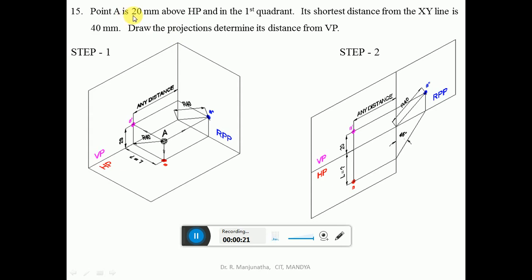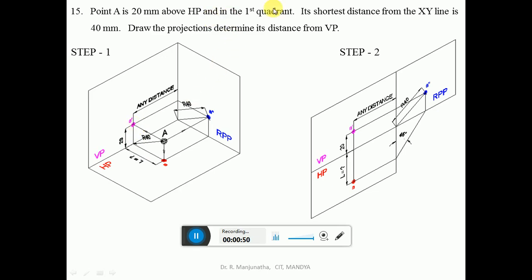So he says a point A is 20 mm above HP and in the first quadrant. Since the point is in the first quadrant, obviously we have to take the problem in the first quadrant. So we will now consider a first quadrant, three-dimensional quadrant. He says point A is 20 mm above HP. So when you look from the front view, we can see the distance above HP in the vertical plane.